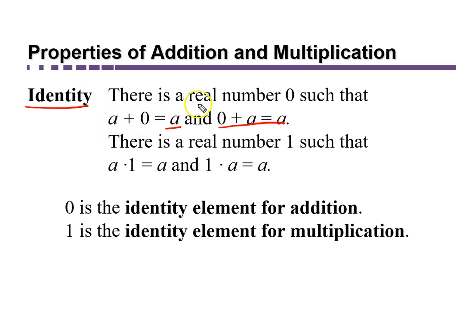Doesn't change its value. And then there is a real number 1, such that if you multiply any number by 1, it doesn't change its value. It's still the original. 1 times any number is the same number. So 0 is the identity element for addition. 1 is the identity element for multiplication. Some of the basic rules.